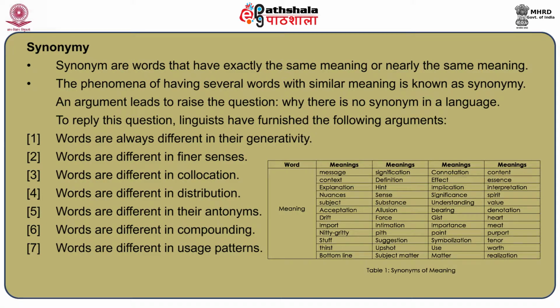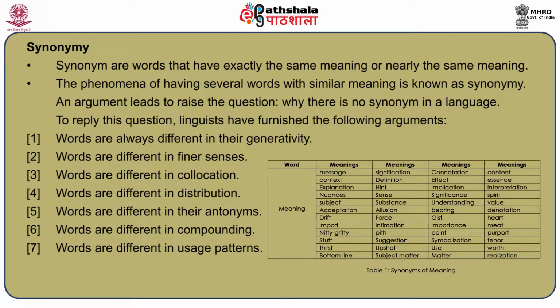A natural language, like a play, has no word which does not have a specific meaning or sense. And on the contrary, there is no unique sense or idea in a language for which there is not a word or lexical item to express it. This argument leads us to raise the question: why is there no synonym in a language? To reply to this question, linguists have put forward the following arguments.